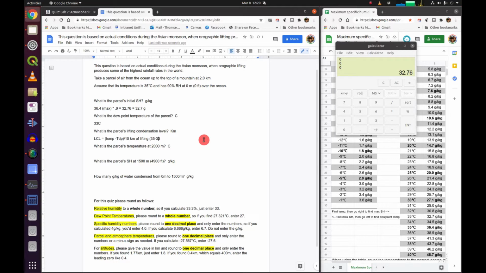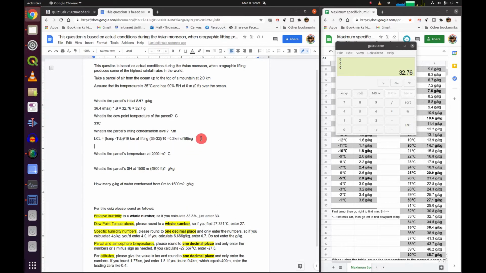35 was the temperature at the surface of the ocean. 33 is the dew point temperature, divided by 10. So 35 to 33 gives 0.2 kilometers. Okay, so that tells us the lifting condensation level. So as the parcel rises to 0.2 kilometers, it'll cool down to 33 degrees.